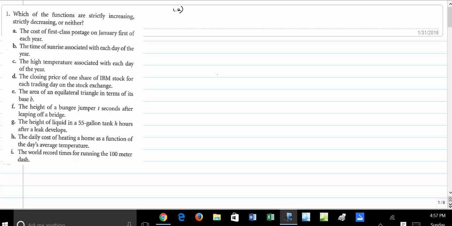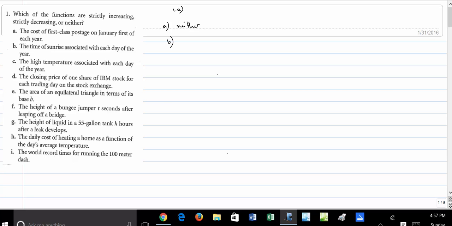The cost of a first-class postage on January 1st of each year. The answer would be, the cost of postage increases at the beginning of each year or remains constant for some time. So I would say for this question, neither.